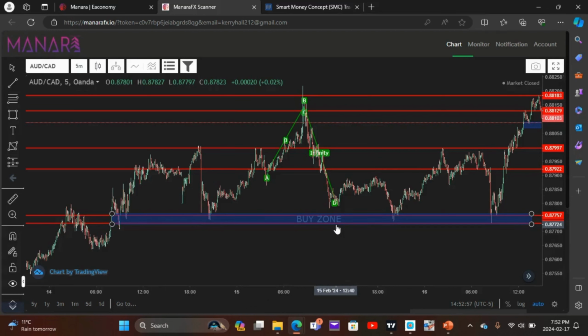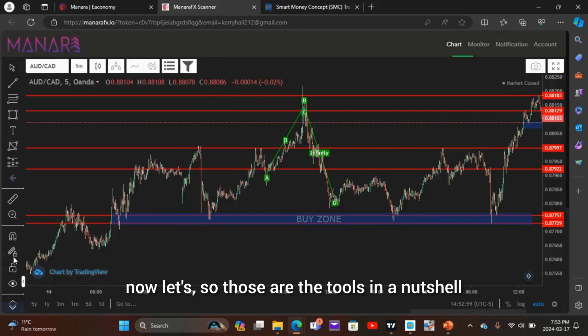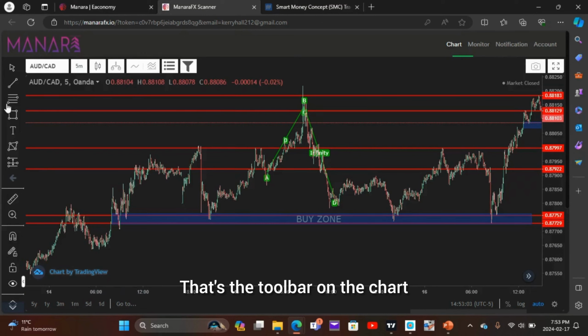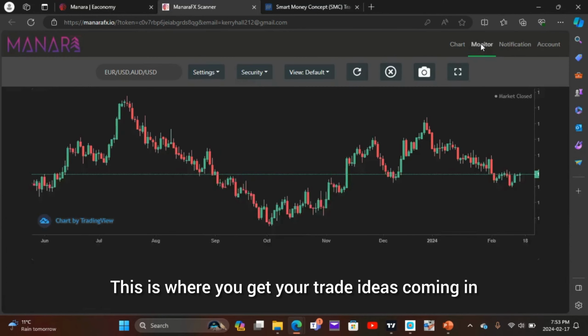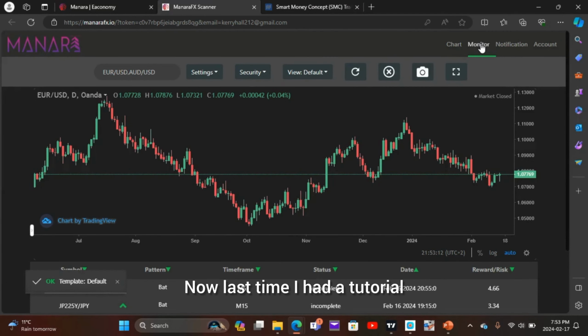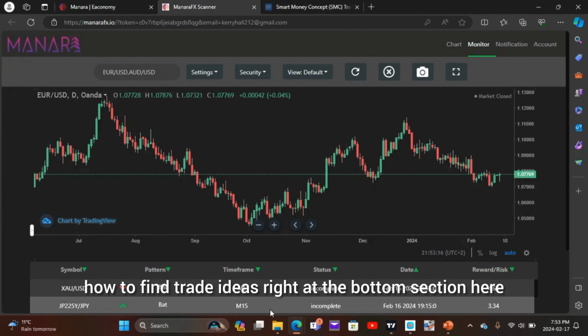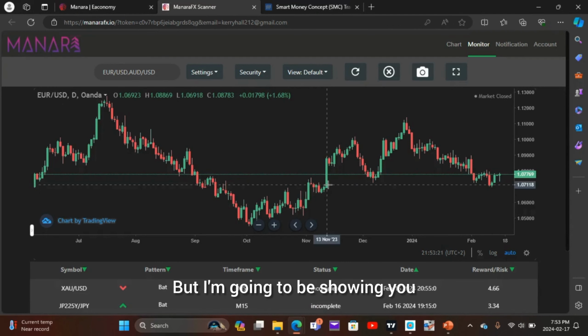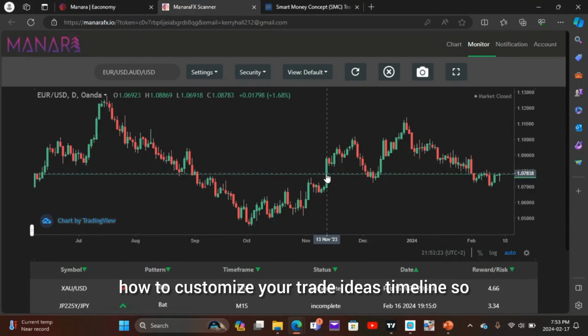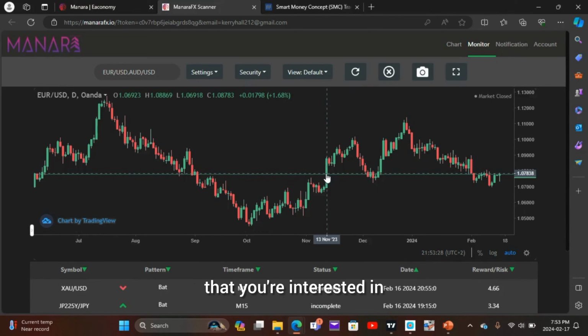All right. Now so those are the tools in a nutshell. That's the toolbar on the chart. Let's get to the section that we've got as our monitor. This is where you get your trade ideas coming in. Now, last time I had a tutorial, I basically showed you how to find trade ideas right at the bottom section here, but I'm going to be showing you how to customize your trade ideas timeline so that you get the trades that you're interested in.